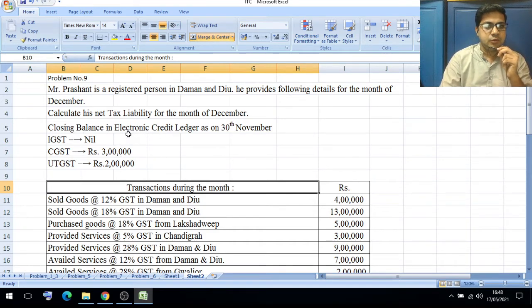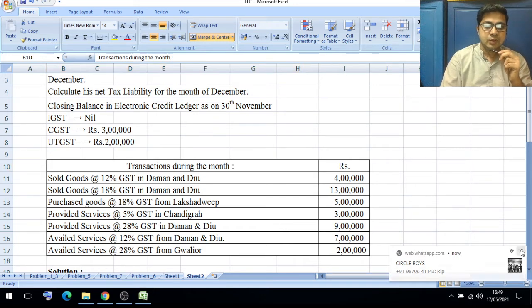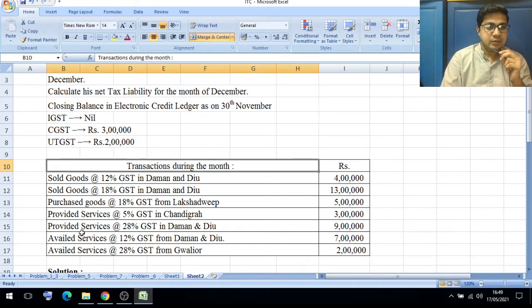They have provided the opening balances of the electronic credit ledger as on December: IGST is nil, CGST 3 lakhs and UTGST 2 lakhs. And Mr. Prashant provided various kinds of transactions related to his business. Some transactions are sale of goods, then purchase, then provided services, then availed services, which means received services. On that basis, we have to find out his net tax liability for the month of December.